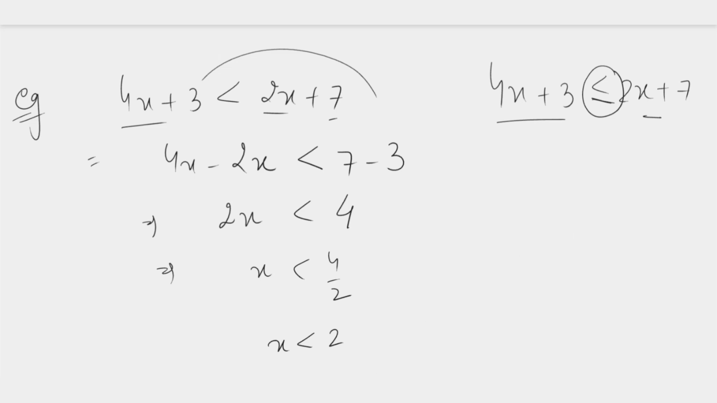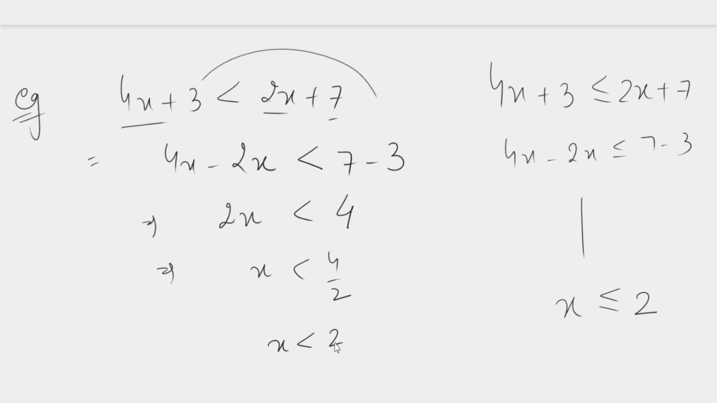So if the expression is like this, again we'll solve in the same way. We'll solve minus 2x less than or equal to 7 minus 3 and so on. In the end we have the answer x is less than or equal to 2 after solving. So what is the difference between these two signs and how do we represent them in the form of brackets?